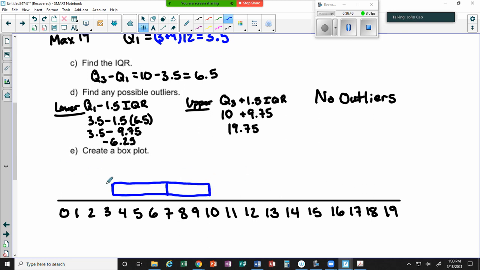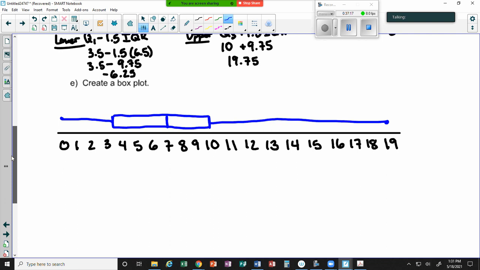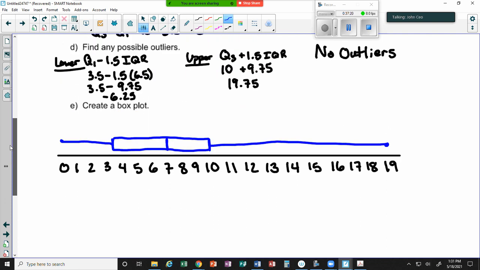And my whiskers go where? 0, and then what? Way out to 19. Okay? So there's your box plot for that. A box and whisker plot, however you want to say it.